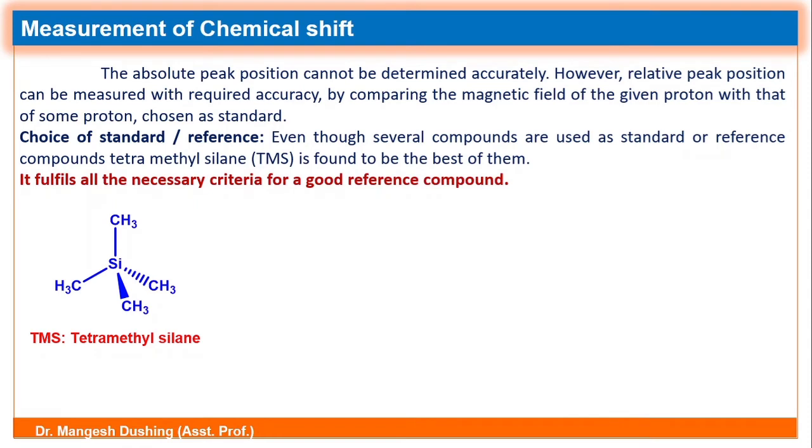So which are those criteria? It produces one sharp signal corresponding to 12 hydrogen atoms. All these 12 hydrogen atoms are equivalent, so it gives only one peak for the 12 hydrogens. The peak will be very sharp and single. The sharp signal corresponding to all 12 hydrogen atoms is produced in the spectrum, so we can locate the TMS very easily.